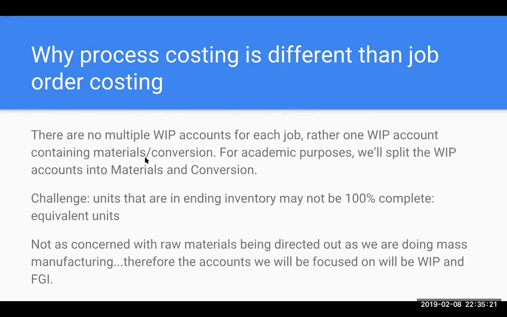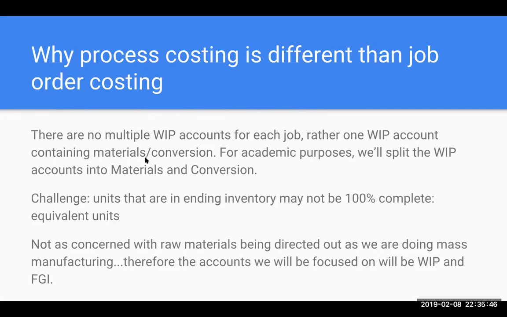In fact, for academic purposes, I'm only going to be using 2 work in process accounts. The reason I'm going to use 2 work in process accounts is just so we can keep track of the direct materials and the conversion, which we call labor and factory overhead, separate. But again, it's the same concept in terms of how we get things through.